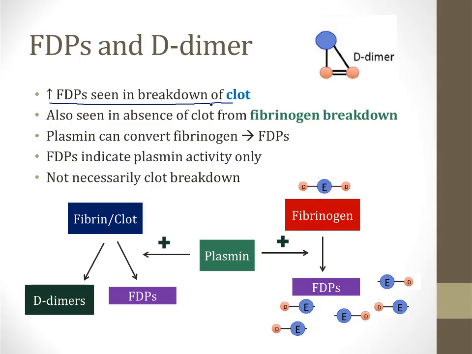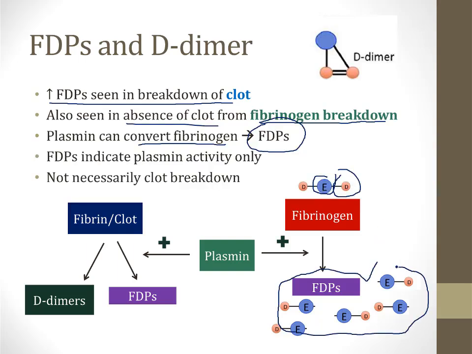Partly this is because FDPs do not have the same sensitivity and specificity as the D-dimer test. But another reason is that you can see a rise in the level of fibrin degradation products in the absence of clot if there is extensive fibrinogen breakdown. Plasmin can directly convert fibrinogen into fibrin degradation products without going through the step of clot formation. If you look at this picture on the screen, fibrinogen has an E domain in the middle and two Ds on the sides. Plasmin can break fibrinogen down into small FDPs without clot formation.